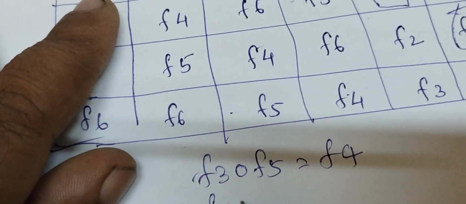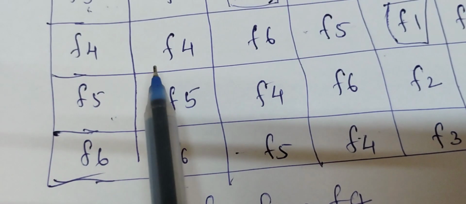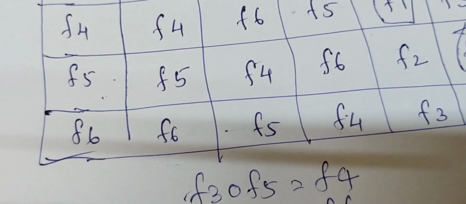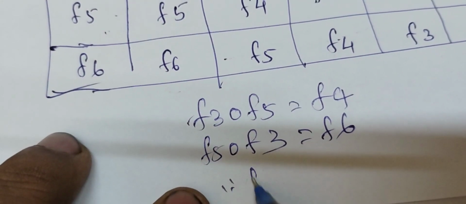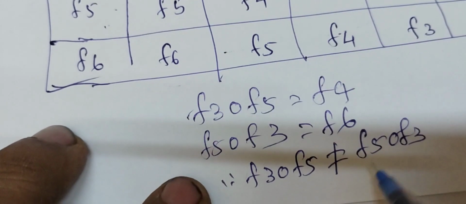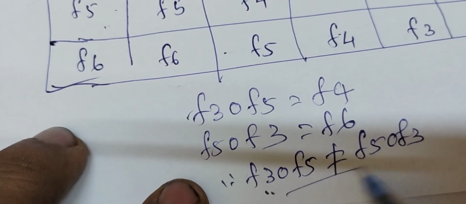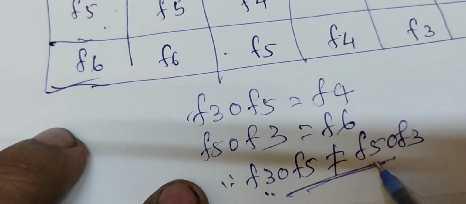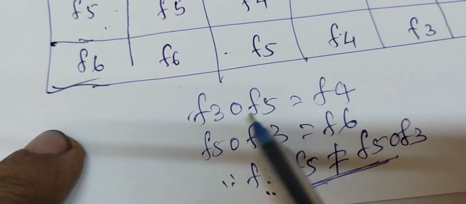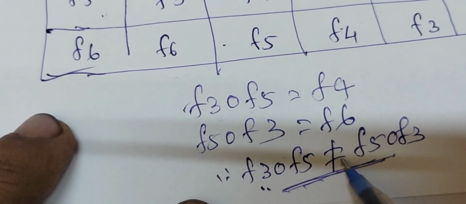And what is F5 composition F3? F5 composition F3, third value, that is equal to F6. Therefore, F3 composition F5 is not equal to F5 composition F3. If at least one pair of elements does not obey the commutative rule, the given group is not abelian. Here this is the one counter example for non-abelian. So F3 and F5 are not commutative. Therefore, the given group is not abelian.